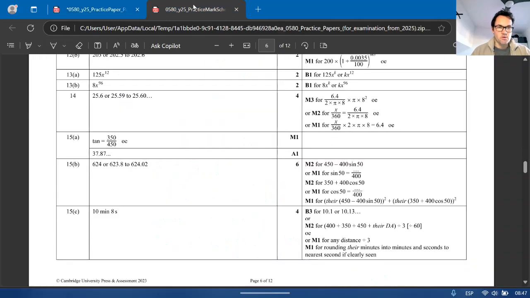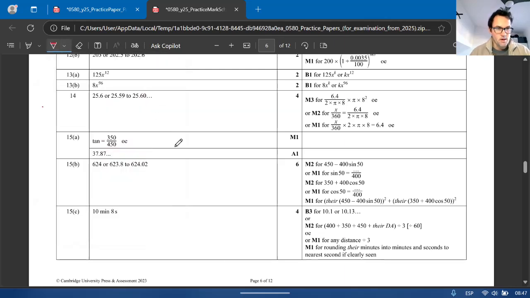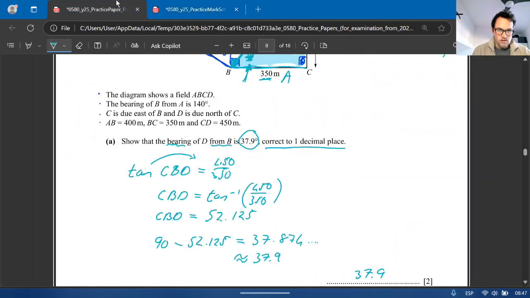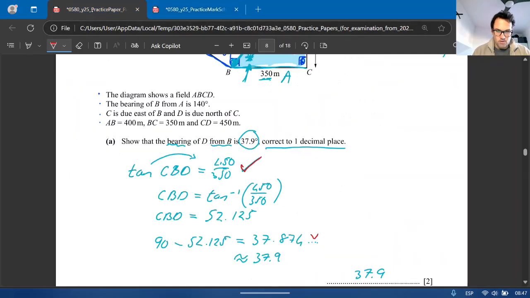Let's look at the mark scheme, because these show-that questions are very important, so you must show everything you can. For having done 350 over 450 or equivalent, that's one mark. I want this in red because we're marking. Okay, that's 1 mark. Oh, this is only 2 marks. And then look, you need to have not the rounded answer, something more than the rounded. So you need to have this bit to get that mark. So remember, write the unrounded answer, very important.